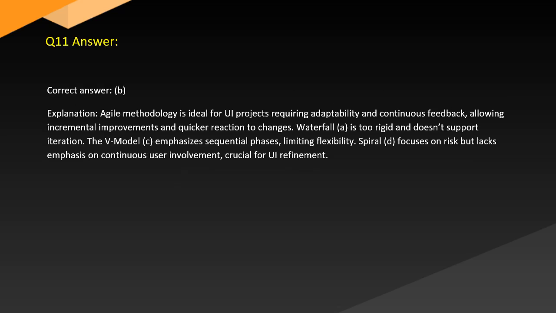Answer. Correct answer: B. Explanation. Agile methodology is ideal for UI projects requiring adaptability and continuous feedback, allowing incremental improvements and quicker reaction to changes. Waterfall (A) is too rigid and doesn't support iteration. The V model (C) emphasizes sequential phases, limiting flexibility. Spiral (D) focuses on risk but lacks emphasis on continuous user involvement, crucial for UI refinement.